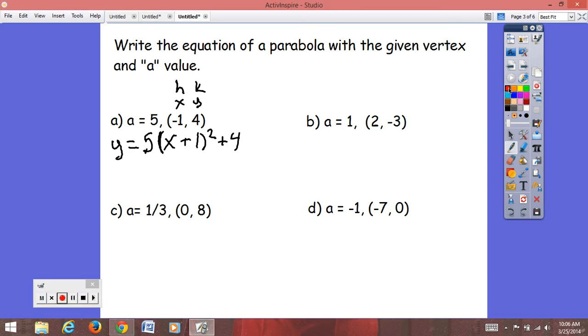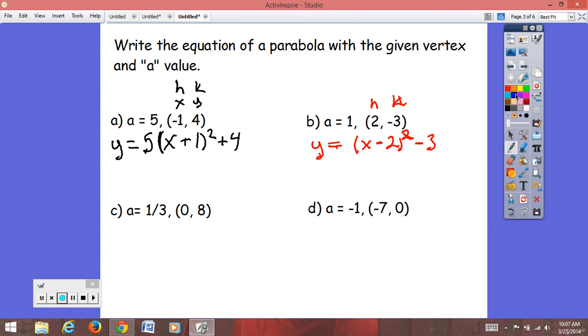Okay, and we look at our second one. Our a is 1, our h is 2, and our k is 3. So our equation is y equals, if a is 1, we don't really have to put that, so we can just go straight to our parentheses. x, our h is positive here, so we just go to the minus 2 squared. Minus 2 squared minus 3, because our k, this is negative 3 here.